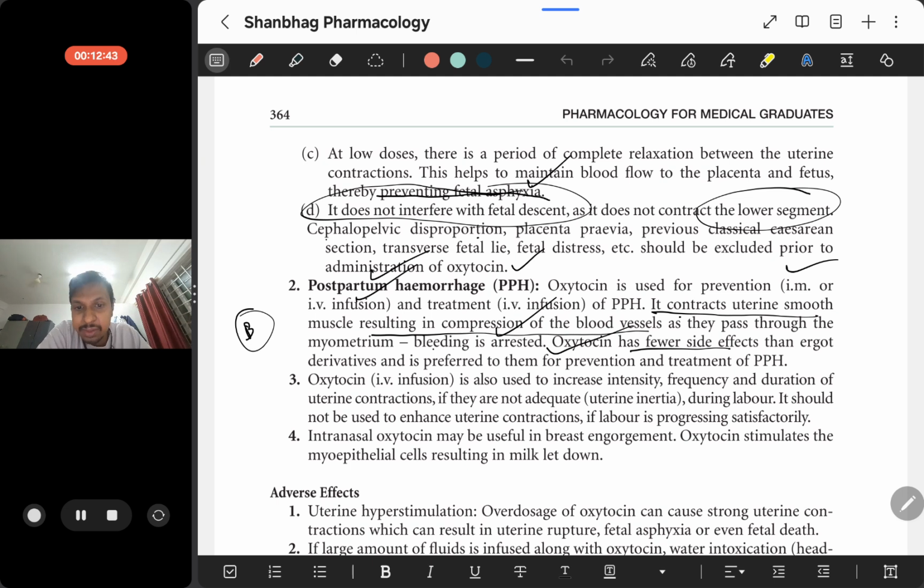Then oxytocin is also used to increase intensity and frequency of uterine contraction. The more oxytocin given, the more uterine contraction. Intranasal oxytocin may be useful for breast engorgement because oxytocin acts on myoepithelial cells resulting in milk ejection. So for the milk purpose, this oxytocin can be given intranasally. This is to be noted.